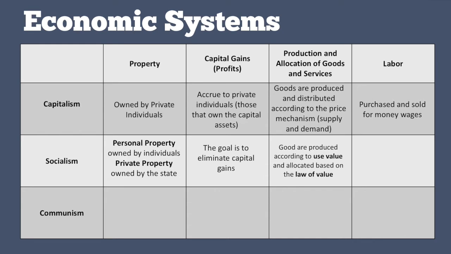Goods are allocated based on this law of value, the value of the labor and the raw materials that go into producing that good. If you know anything about accounting, this is your cost of goods sold. This is the COGS, the costs that go into manufacturing a product.